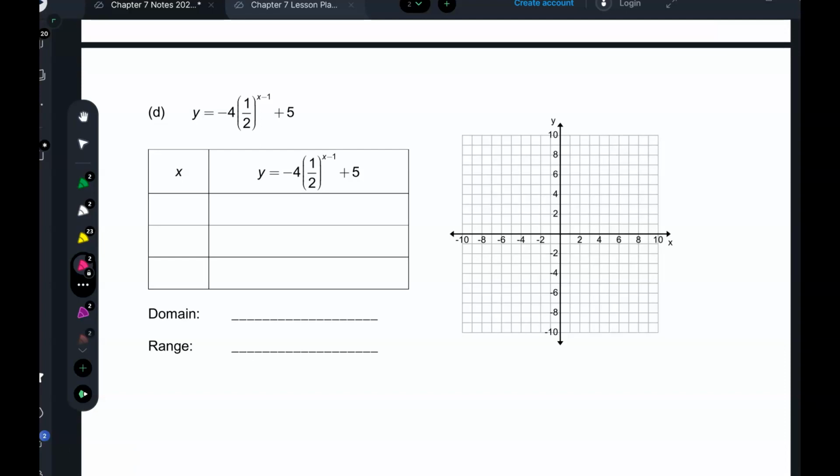Wait, so 1/4 to the 0 would be 1, but then there's a negative in front, so that'd be -1 plus 3. No, anything to the 0 power is 1, and then you have your plus 3 at the end. Oh, okay. That's right.